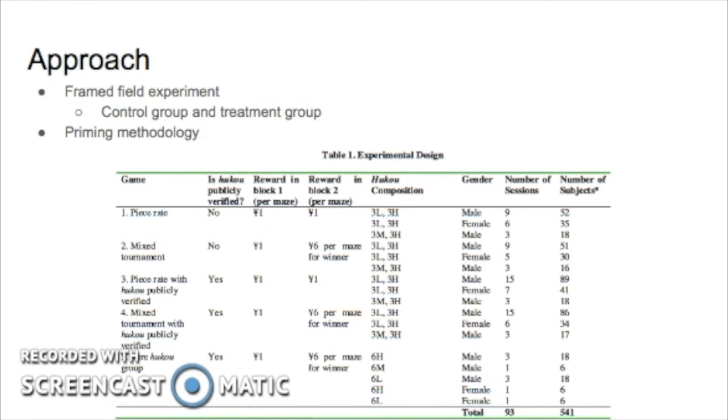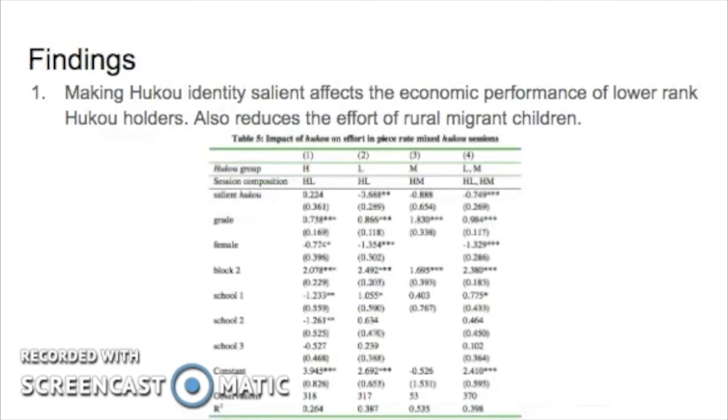Then they compared participants' performance in incentivized tests, solving mazes, between the two groups. They next used a linear regression model to investigate the impact of Hukou on subjects' effort level under the piece rate payment method. The dependent variable is the number of mazes solved, and the independent variable of interest is the salient Hukou, which is a dummy variable.